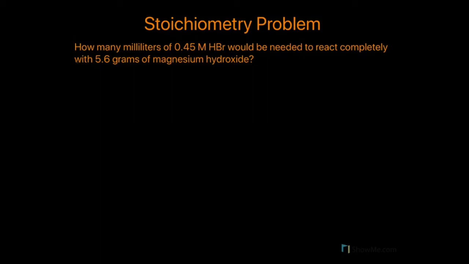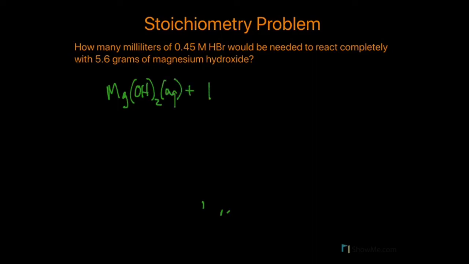Okay, so let's do a stoichiometry problem. How many milliliters of a 0.5 molar solution of hydrobromic acid would be needed to react completely with 5.6 grams of magnesium hydroxide? Well, first off, we have to write out the chemical formulas for these two reactants, predict the products, and balance out the reaction then.